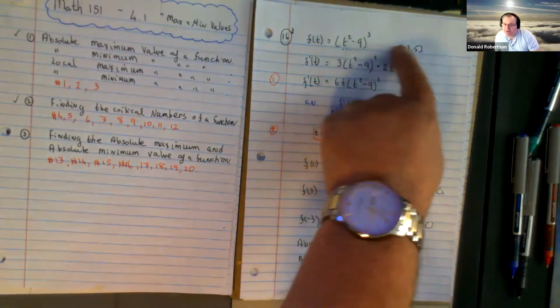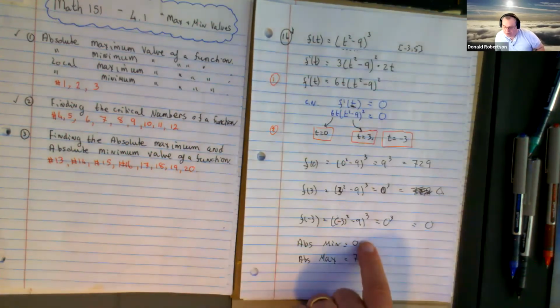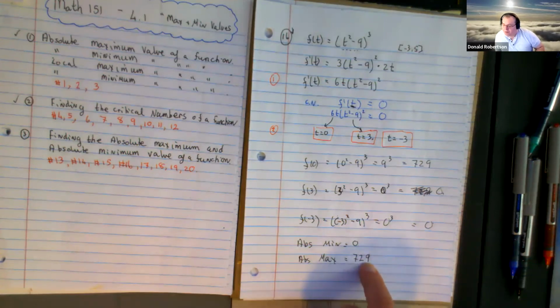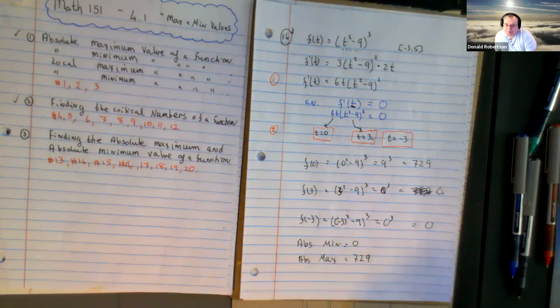So would you agree in this range, that's the range of values? The absolute minimum doesn't get any lower than that, and it doesn't get any bigger than that. Any questions? We good?